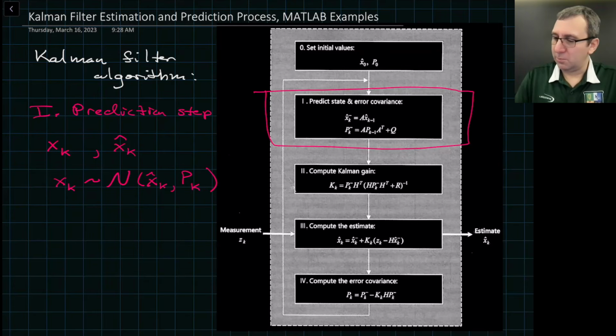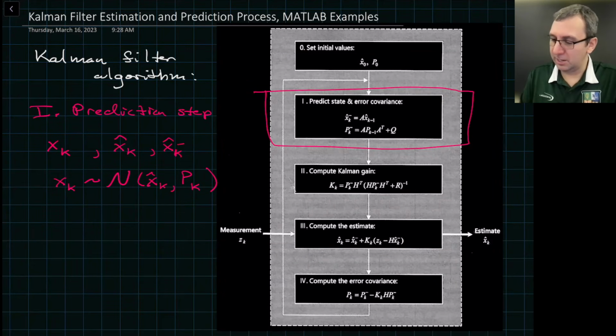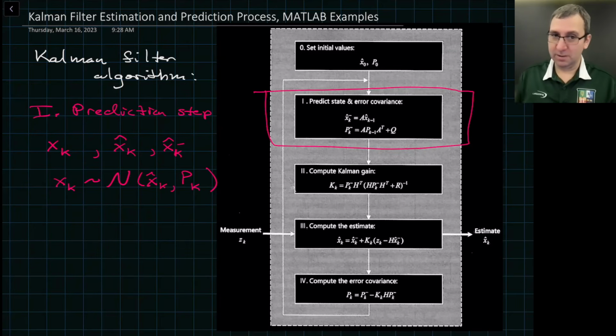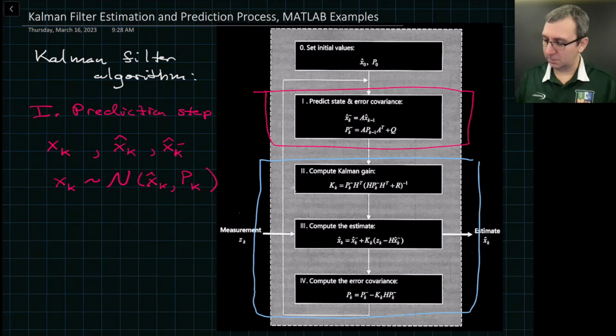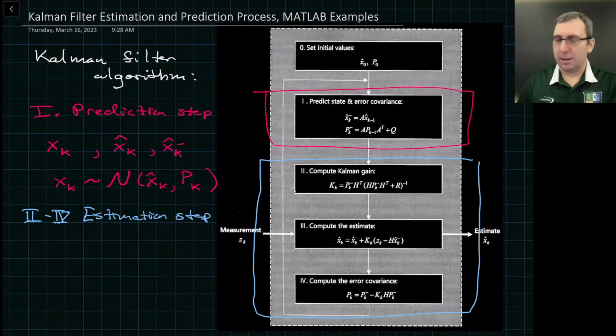So we'll say more about that prediction step. The prediction step involves this thing that is xk hat minus. The minus means this is before actually taking in the measurement. So that's why the little superscript minus. So that's the prediction. We'll talk about the prediction process. This part down here is the estimation process. So that's 2 through Roman numeral 4.